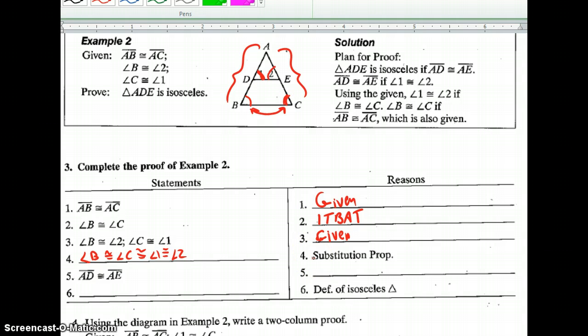So why is AD congruent to AE? Well, now ADE is a little isosceles triangle. I knew about the angles first, so I'd call this ITT sides, or ITBAT converse. And then which one's the isosceles triangle? Well, there are two isosceles triangles. The one I care about is ADE. That's the one they asked me to prove.